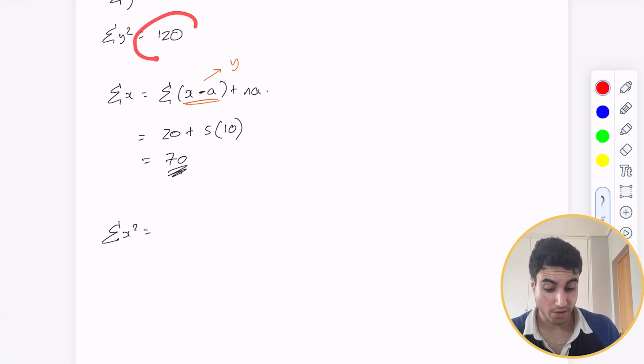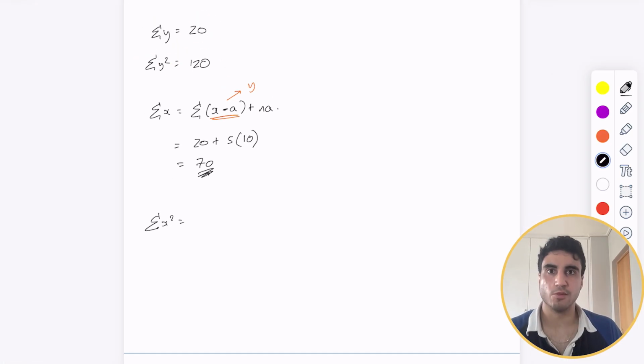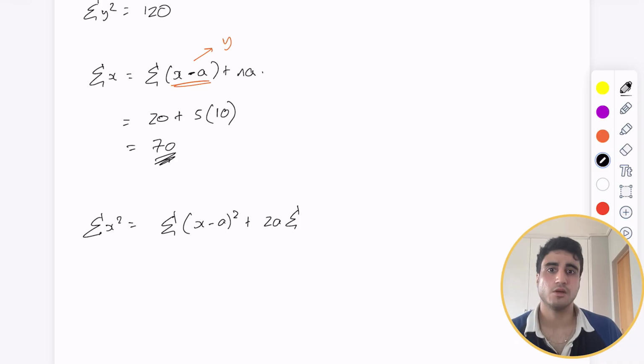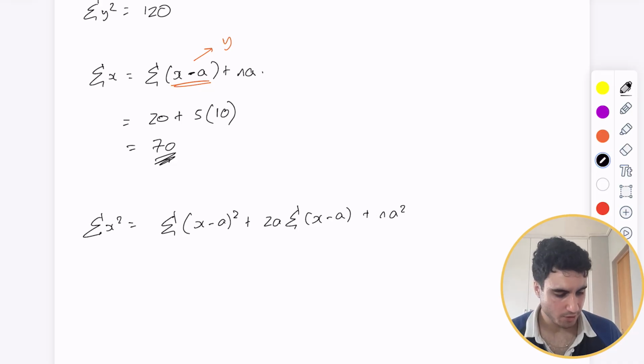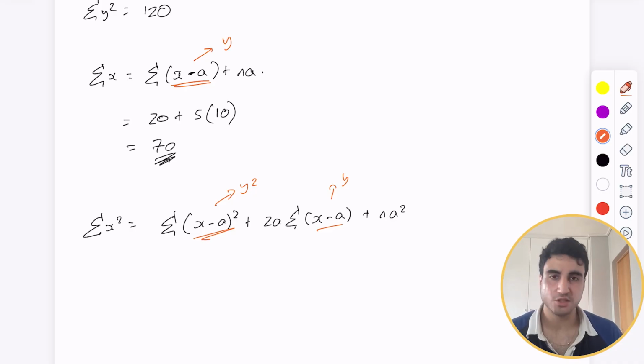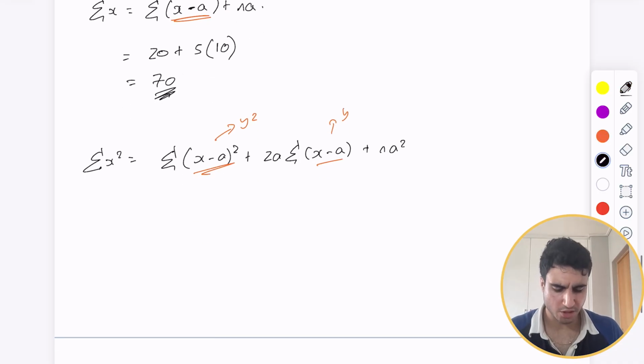Okay, we know the sum of y squared is equal to 120, but we also know from our rules that we proved just now that the sum of x squared is equal to the sum of (x minus a) squared, plus 2a times the sum of (x minus a), plus na squared. And we know from before, this is just like saying x minus a is the same as y, right? So we're just going to plug that in.